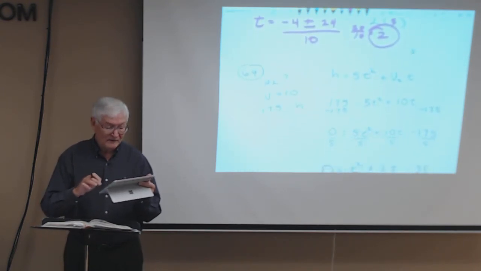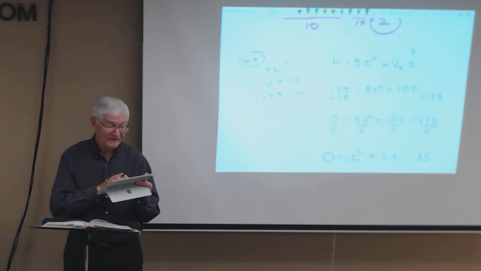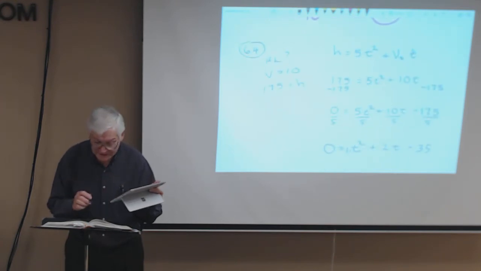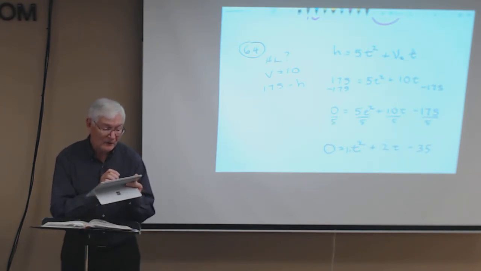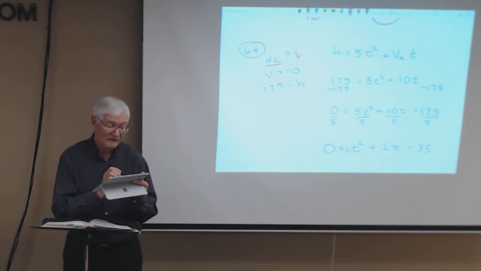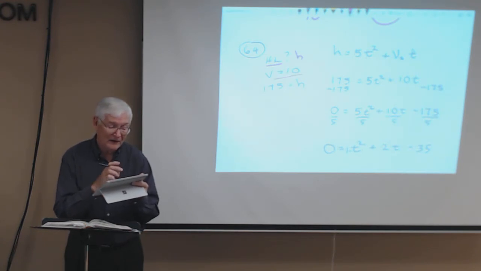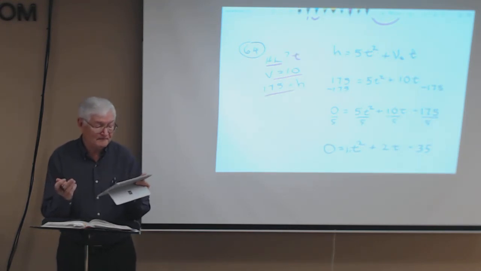Problem 64, the same kind of thing again. Oh no, it isn't, because in 64, how long will it take a package to fall? How long would be time. That's the time again. They give you the velocity and the height. It's the same kind of problem again.